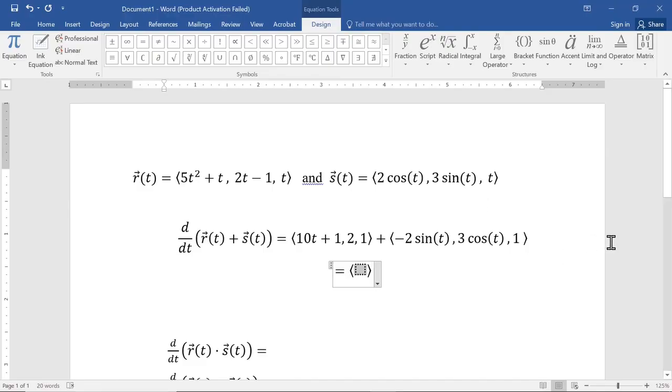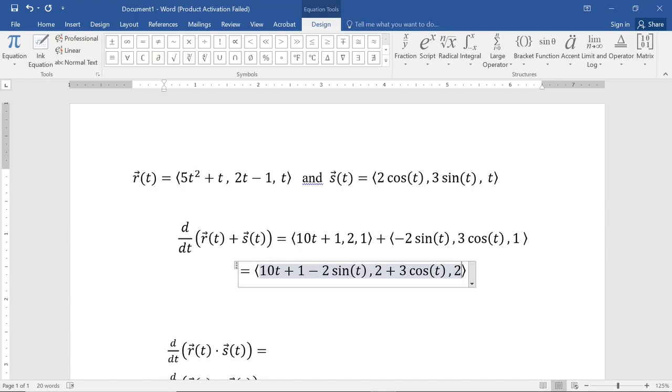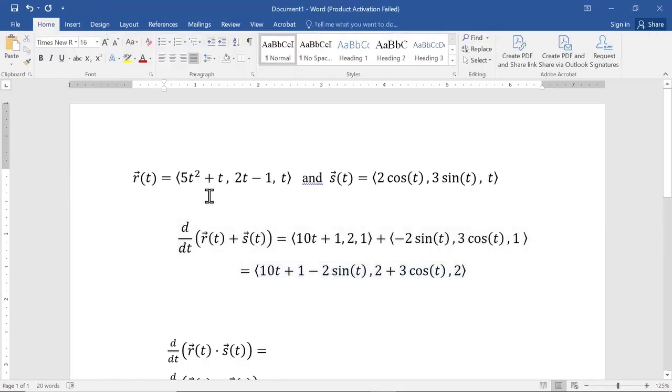So 10t plus 1 minus 2 times the sine of t. That's my x component. My y component is 2 plus 3 times cosine of t. And my z component is 1 plus 1 or 2. So when we add those two things up, and then take the derivative, this is what we get. Now you could have also added them by hand and then taken the derivative, but since we already took the derivative of each one individually, that was nice to do.